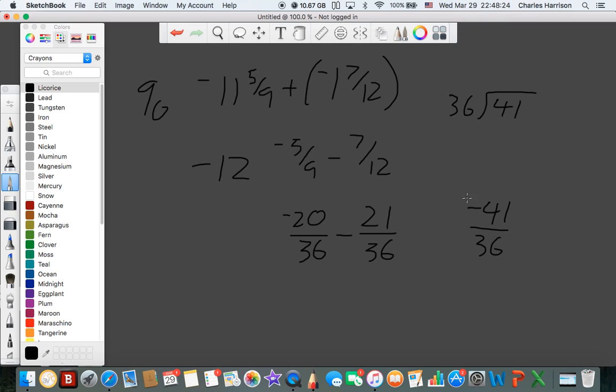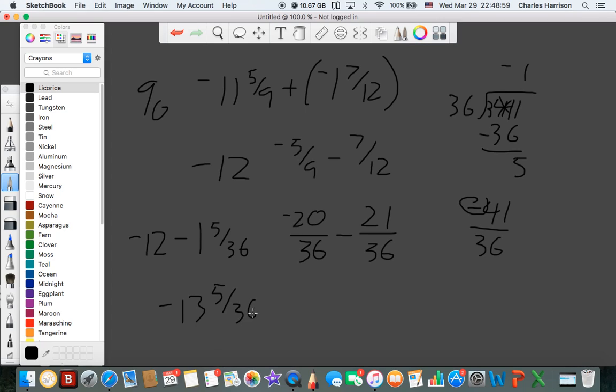Put the 41 here. We remember that's a negative, but we don't need to put it up here right now. 36 goes in one time, 36 goes underneath. We do the subtraction, and we get a 5. So we have 1 with a remainder of 5. Again, this is a negative 1 because we're dealing with a negative. So it's a negative 1 with a remainder of 5 over 36. So we add that to the 12. So it's negative 12 minus 1 and 5/36, like so. This just turns into negative 13 and 5/36.